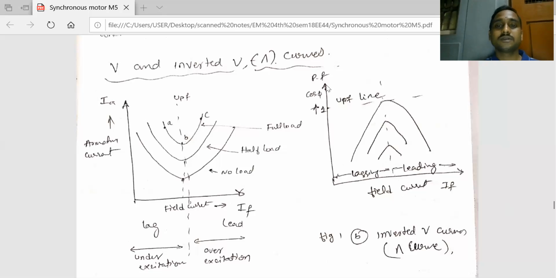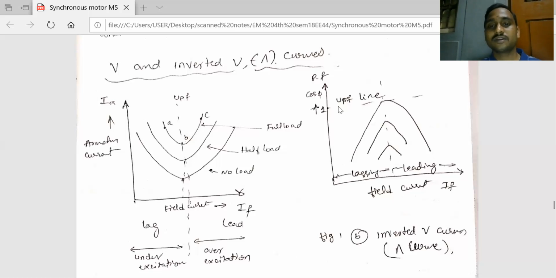For power factor versus field current, if you go on increasing the field current, the power factor increases. Then if you increase further, after the unity power factor dotted line, which is called the over excited region, the power factor goes on decreasing. This is called power factor, that is cos phi, versus the field current. If the cos phi value is 1, that is called unity power factor.